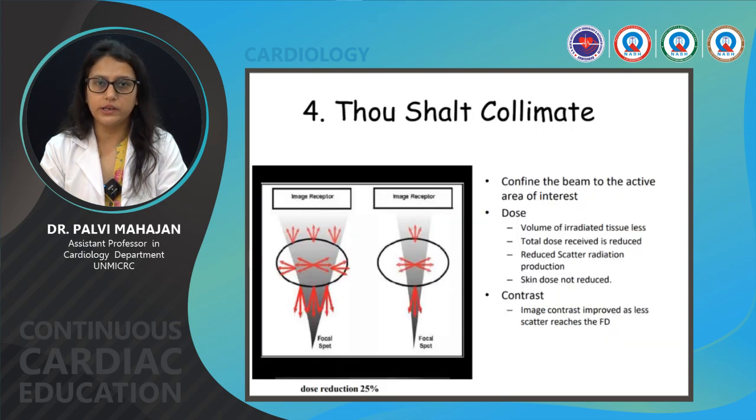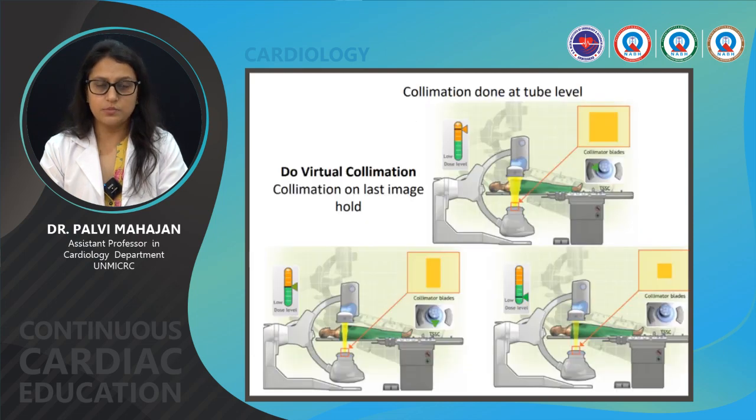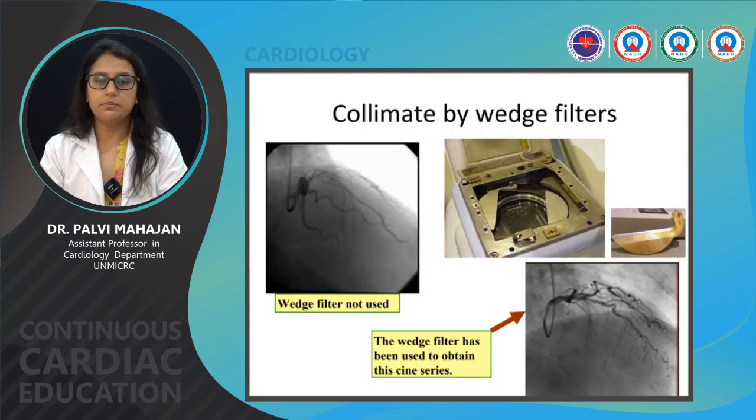Thou shalt collimate. Confine the beam to the active area of interest. Image contrast improves as less scatter reaches the area of interest. So collimation reduces the dose by almost 25%. Do virtual collimation on last image hold. Collimate by using the wedge filters. When the wedge filters are used, the radiation dose also reduces.